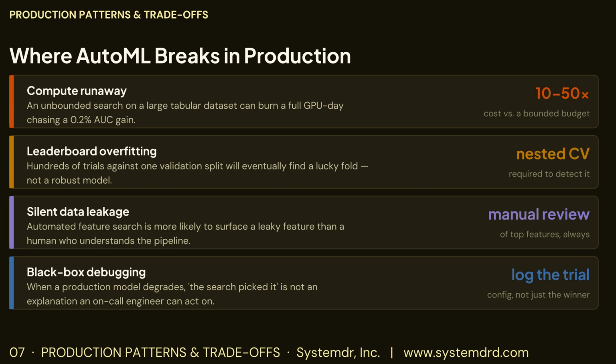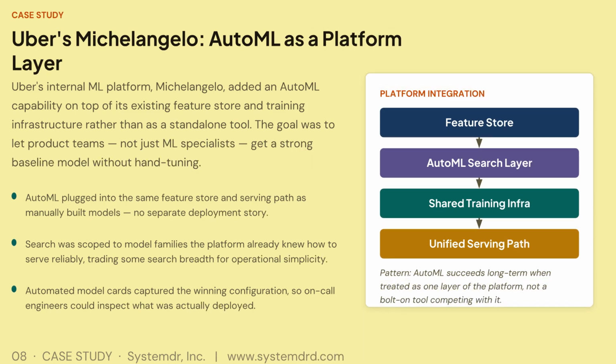Fourth, black box debugging. When a production model degrades 6 months from now, "the search picked it" is not an explanation an on-call engineer can act on. The fix is to log the full trial configuration, not just the winning model, so there's a paper trail to debug against later. Let's look at how one company actually built this into their platform.